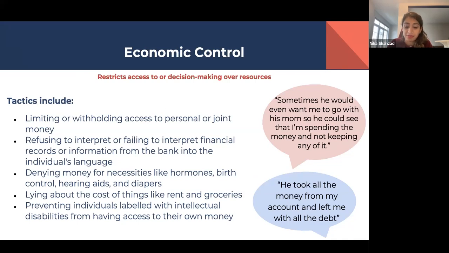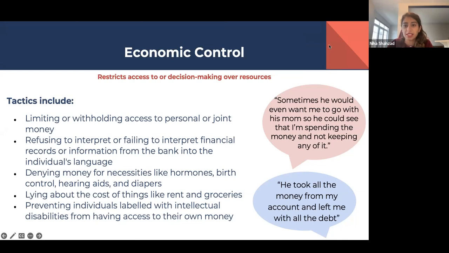If the victim doesn't know English or doesn't know the language that's spoken in their country, but the abuser does, refusing to translate or interpret any financial records so that the victim knows what's going on. Denying money for necessities like childcare, medication, bills, utilities, things like that. Even lying about the cost of things like rent or groceries, and essentially preventing people from having access to their own money.